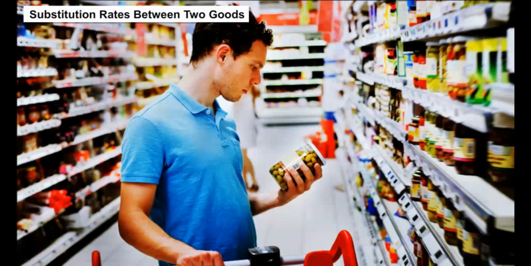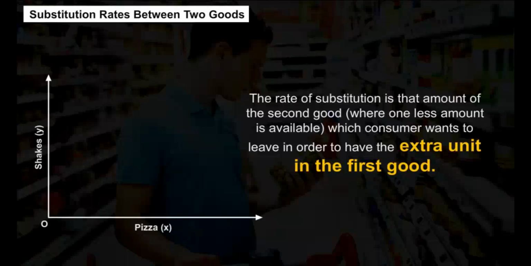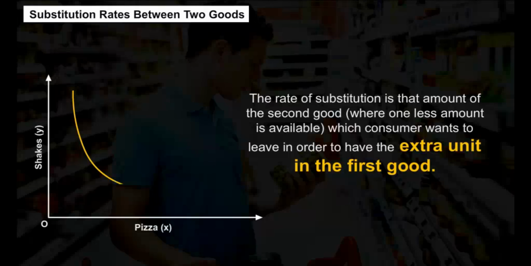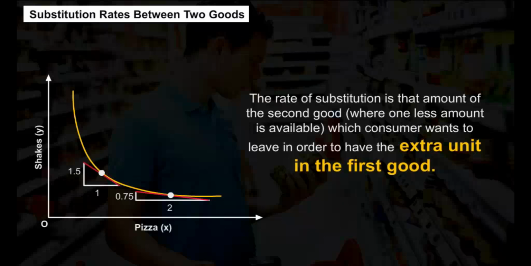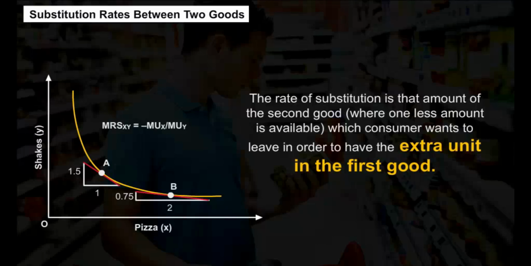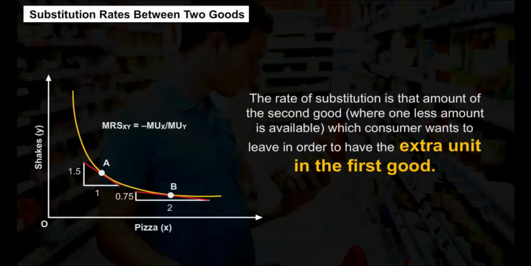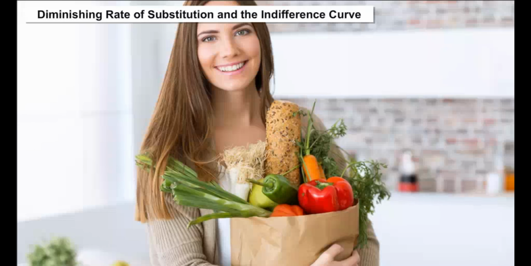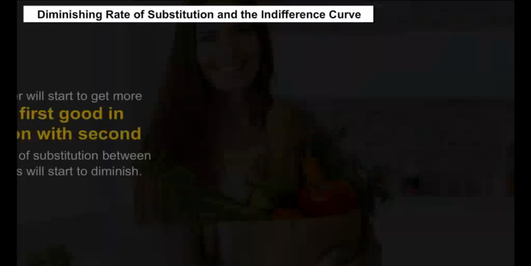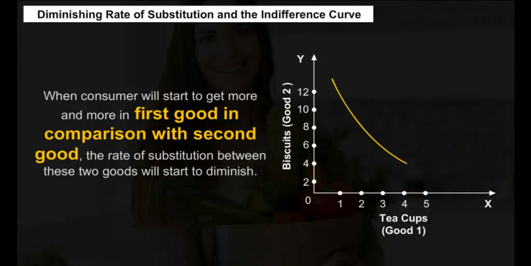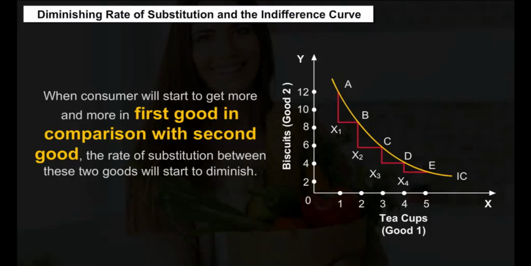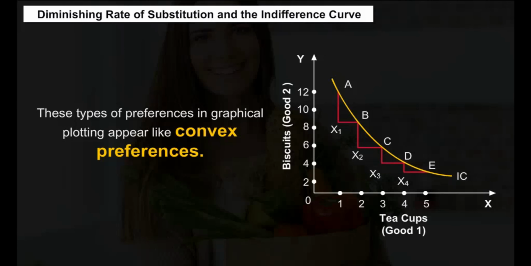Substitution rates between two goods. The rate of substitution is the amount of the second good which the consumer is willing to give up in order to have an extra unit of the first good. Diminishing rate of substitution and the indifference curve. When the consumer starts to get more and more of the first good in comparison with the second good, the rate of substitution between these two goods will start to diminish. These types of preferences in graphical plotting appear as convex preferences.